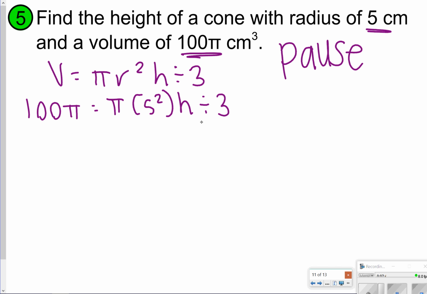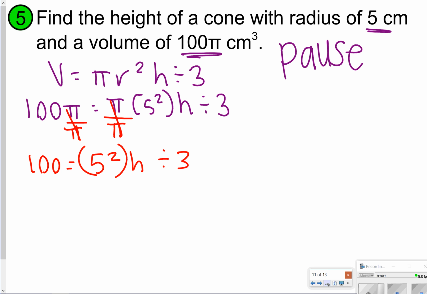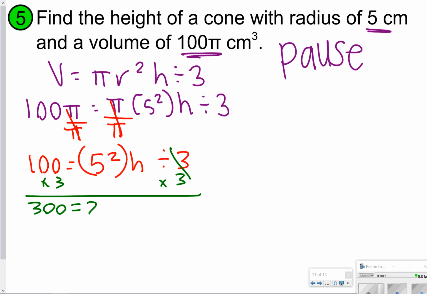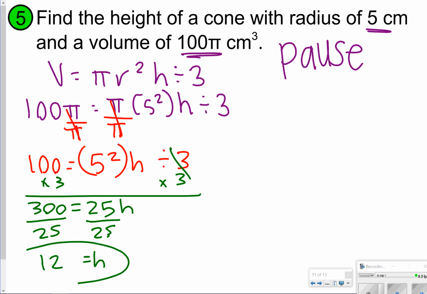Alright, so first thing I'm going to do is I'm actually going to take a little bit different step, and I'm going to divide both sides by pi, because these pi's can then cancel out. So now I'm going to have 100 is equal to 5 squared H divided by 3. Next, I'm going to take that divided by 3 and times it by 3 to get 300 equals 25H. One more time, I'm going to divide both sides by 25 so that H is equal to 12. 300 divided by 25 will give me 12. Okay?